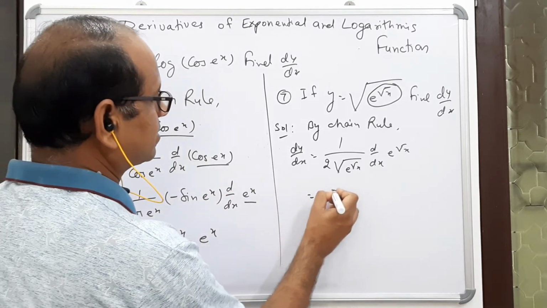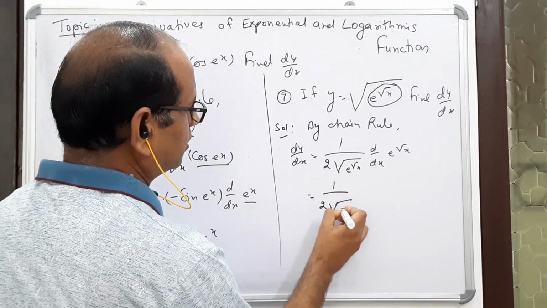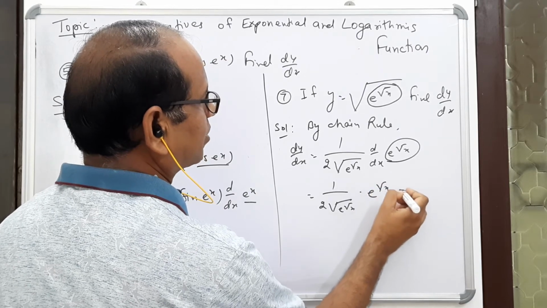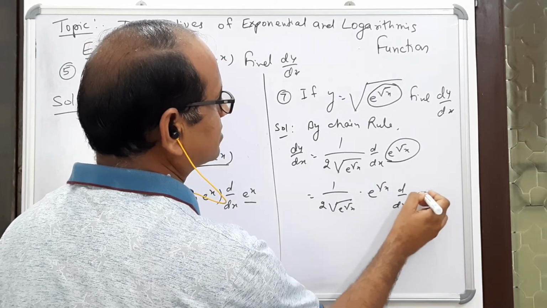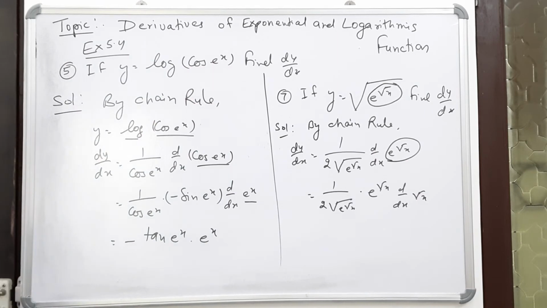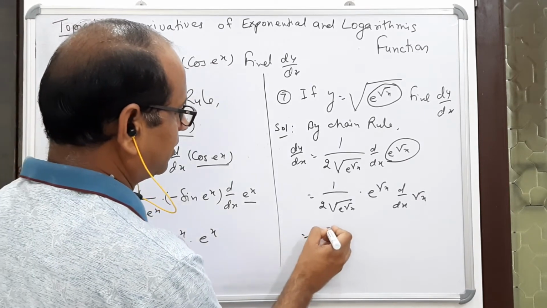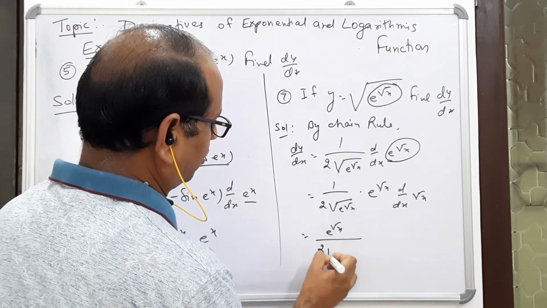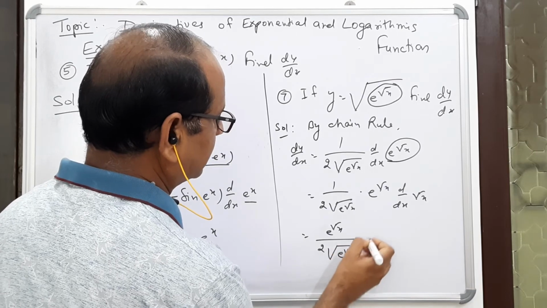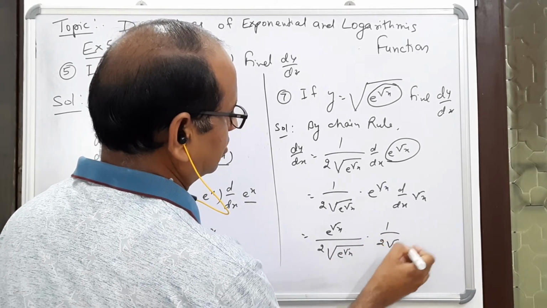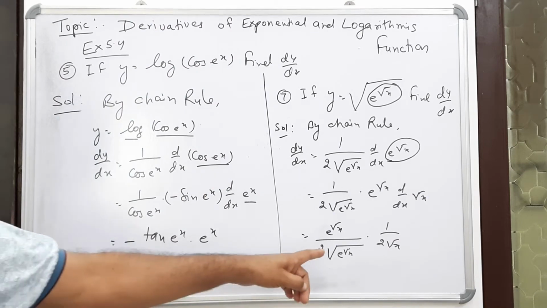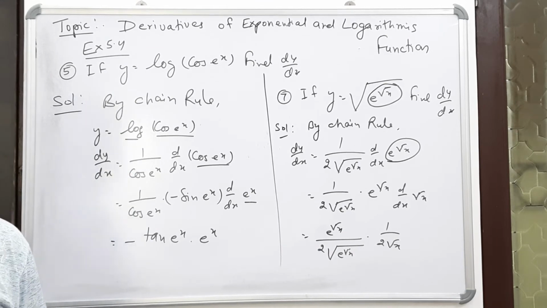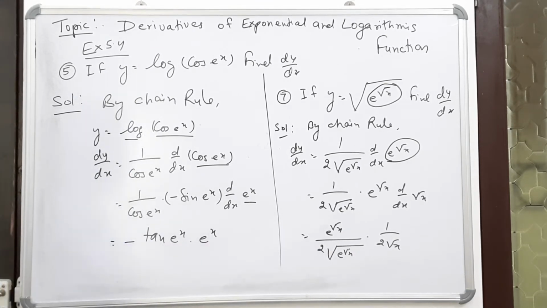So the next step is 1 upon 2 root e power root x. Now the derivative of e power root x is e power root x, and still the third chain, that is d by dx of root x. So the next step is e power root x upon 2 root e power root x, and the derivative of root x is 1 upon 2 root x. So it will go up to this step. I hope you all understood this part. You can further simplify, or you can leave your answer here only.